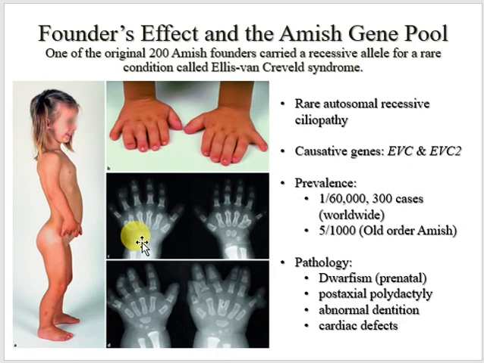So there are almost 250,000, I think, Amish in the US and Canada today. The present Amish population that we have today originally grew from 200 founders who came to the US from Germany and Switzerland in the mid 1700s.